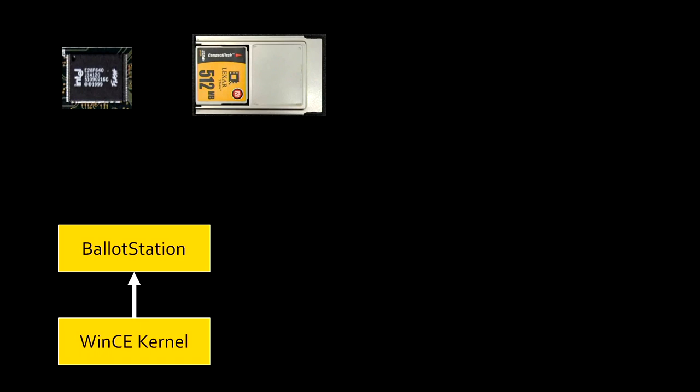So it turned out that it was just a normal operating system kernel and an application that read and totaled the votes. And by doing some funny things with the memory card, you could cause the machine to replace its software without any cryptographic checks with whatever software you wanted.